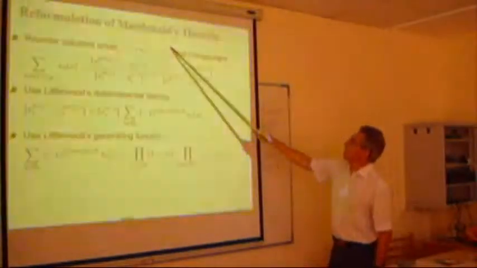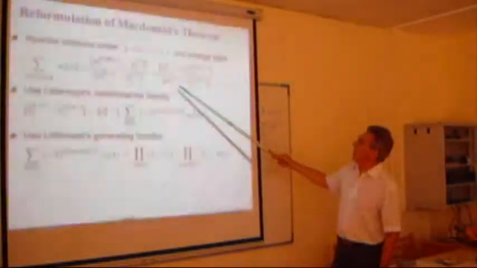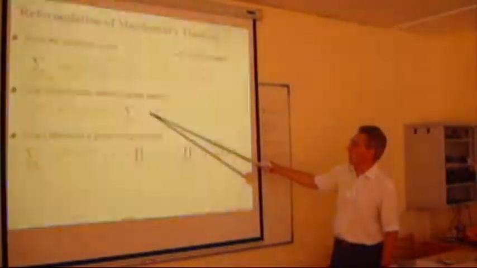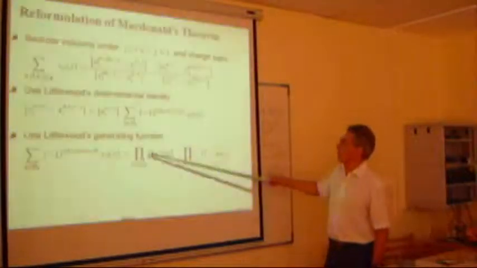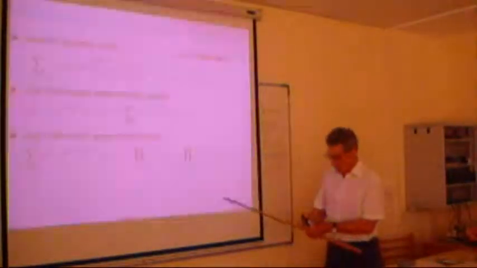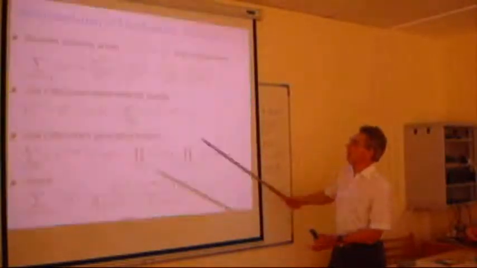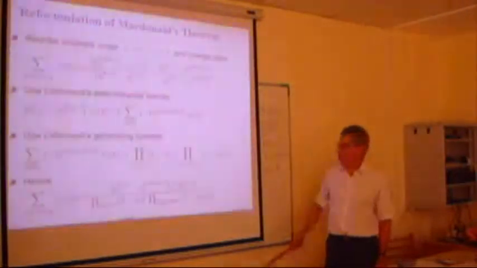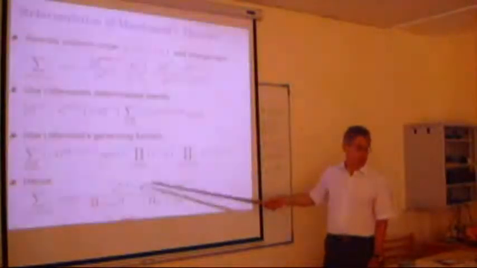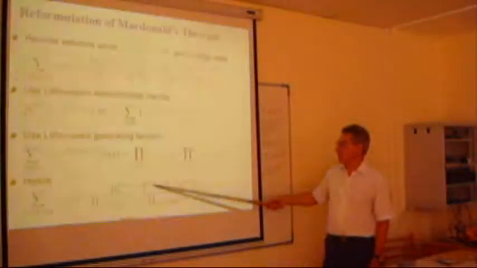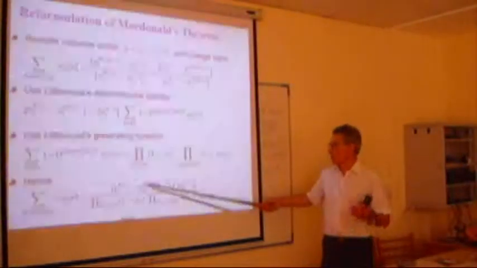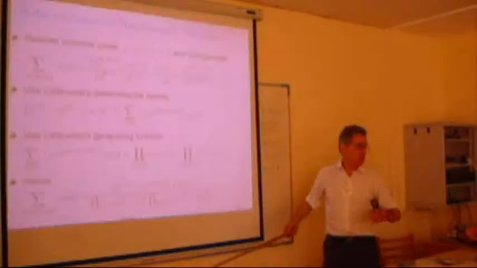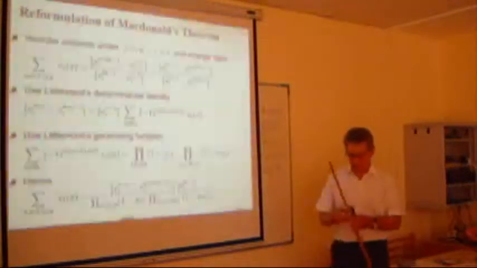We can rewrite it. We just change the ordering of the columns and change sign. Then we can use Littlewood's determinant identity on this bottom part to use this fellow. And then we can use Littlewood's generating function to deal with the other part of Macdonald's formula. And we rewrite it in this form. And that's looking much more like the LSB conjecture. The numerator is still a determinant, and we'd like to write that in terms of Schur functions to make the connection with the LSB conjecture.